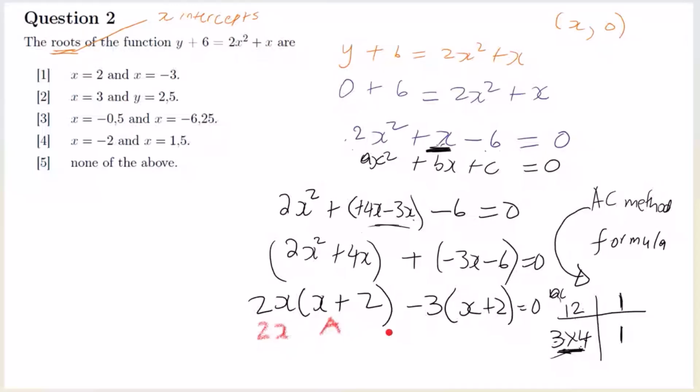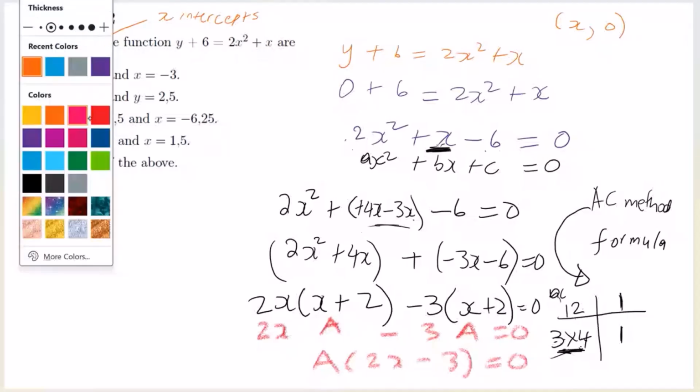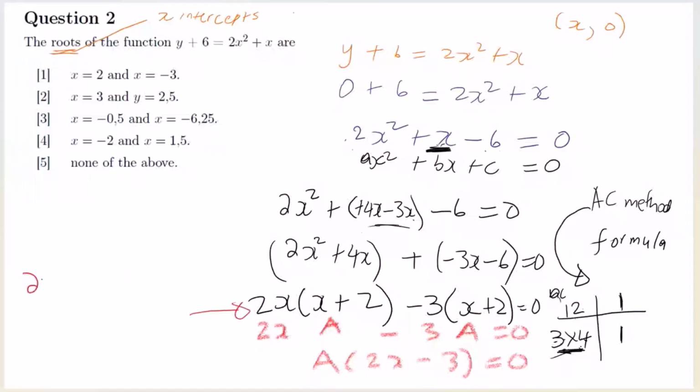You would operate in a similar fashion here in your function. In this function, you take out what is common. What is common is your x plus 2. If I take out x plus 2 here, I'll be left with 2x. And then here, I'm going to be left with minus 3. So this is going to be equal to 0.